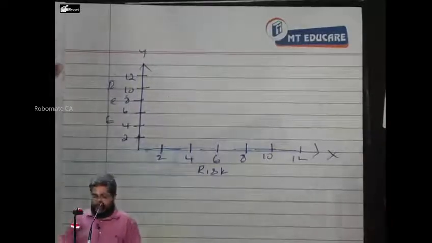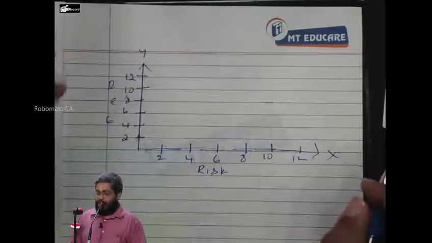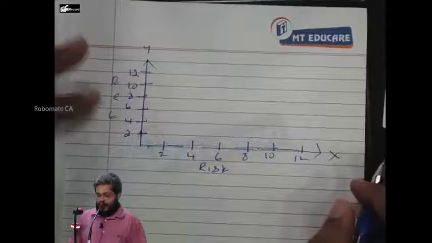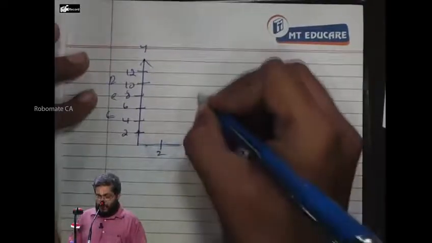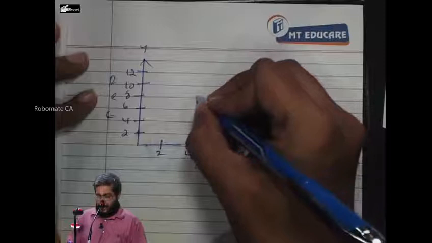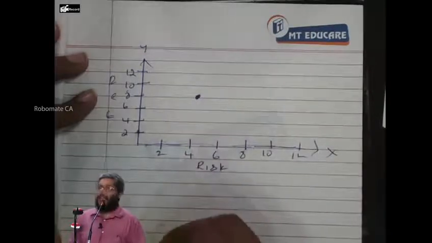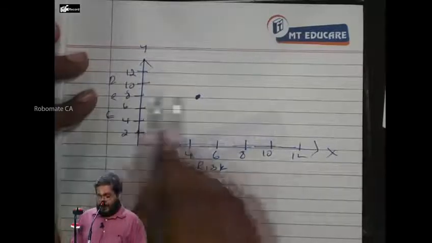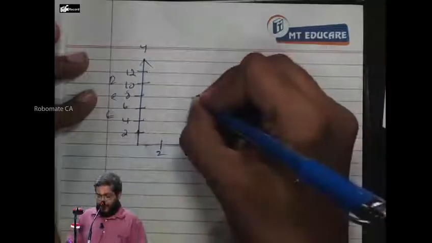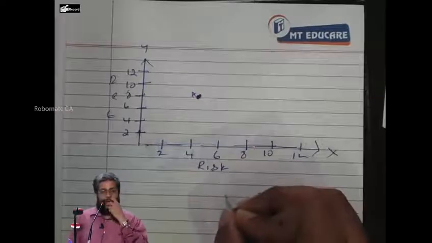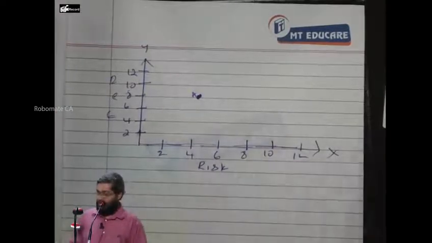Now, let's start plotting the points. Tell me, security A is having how much percent return? 8%. How much risk here? Risk is 4 and return is 8. This should be the point that represents security A. Return is 8, risk is 4. I call this security A. Is that accepted? Now, next.